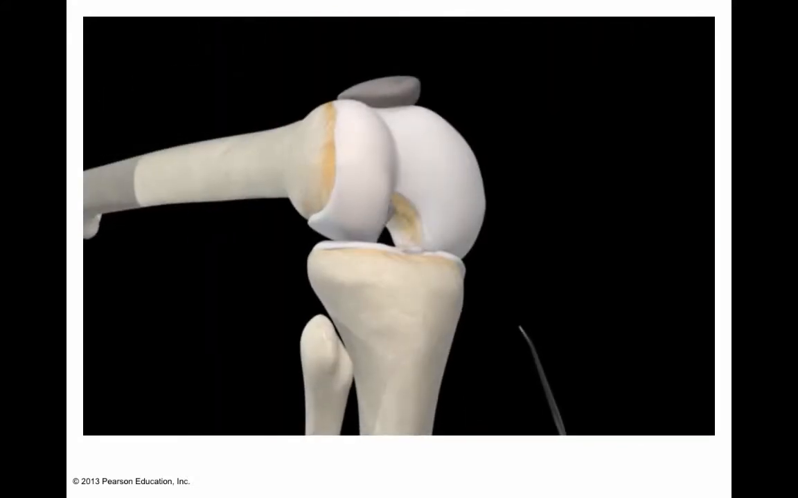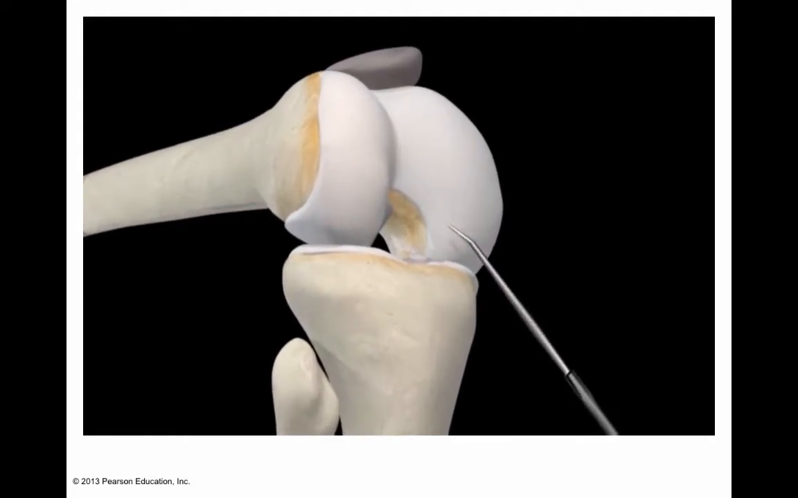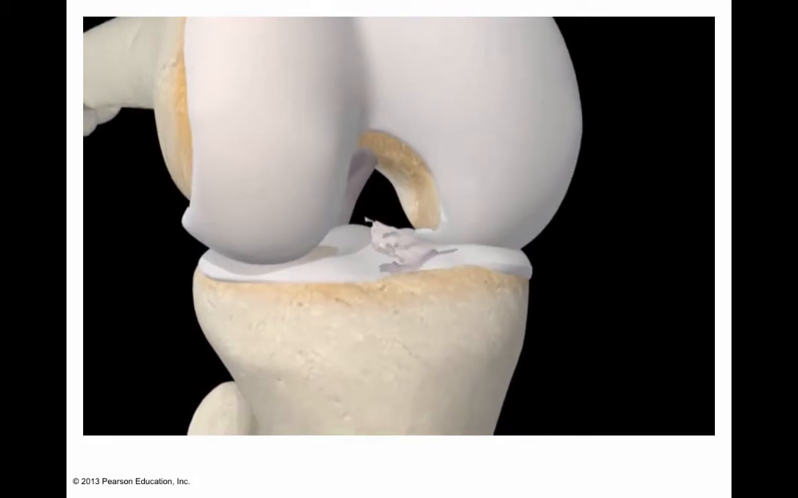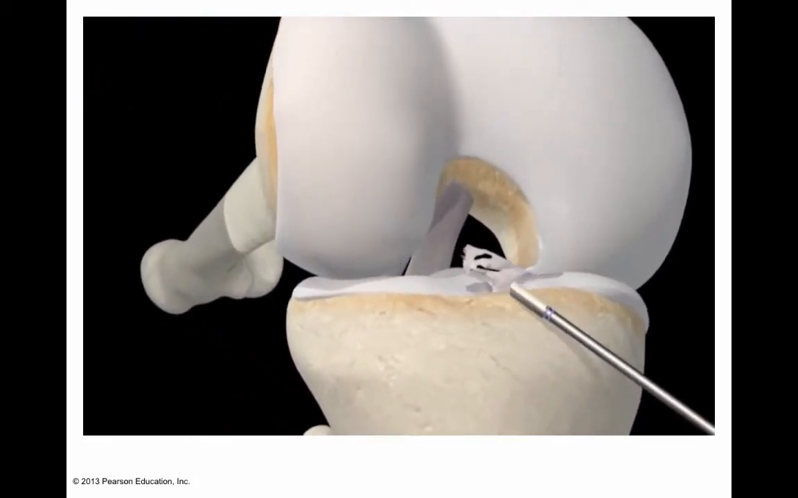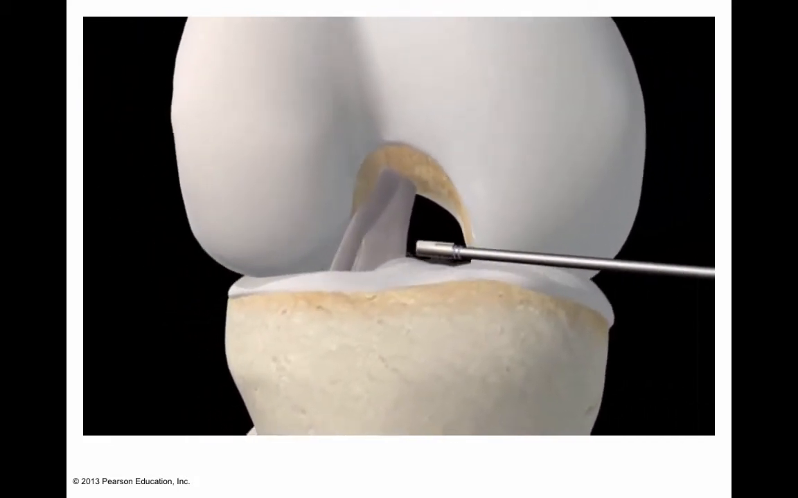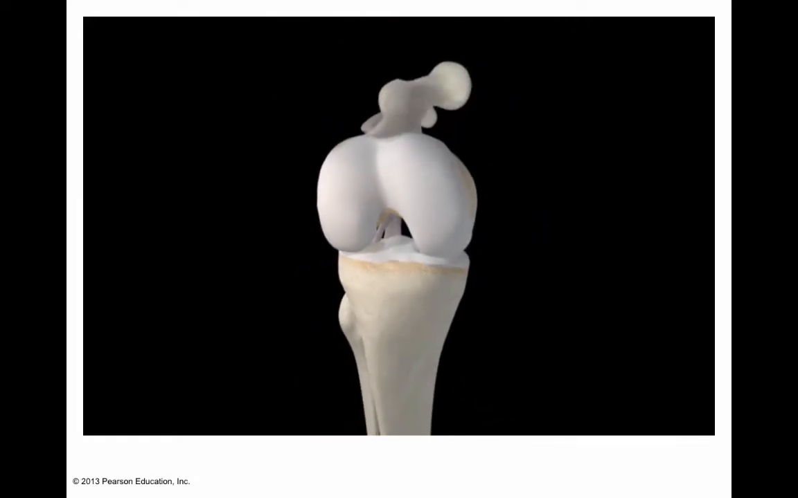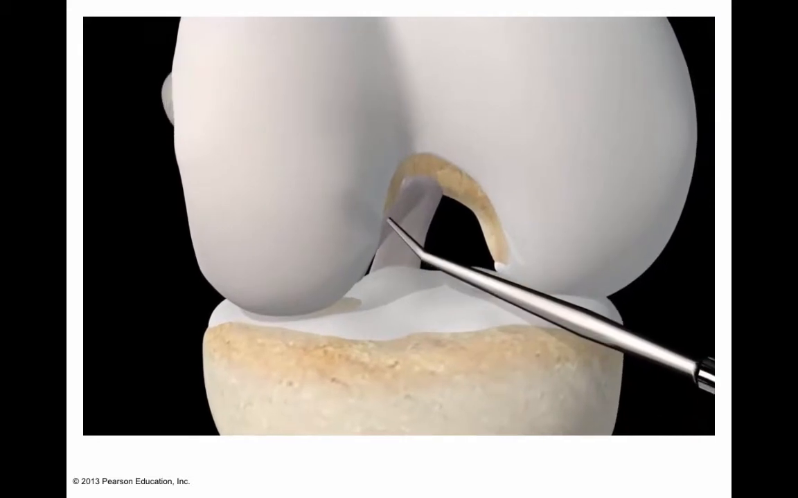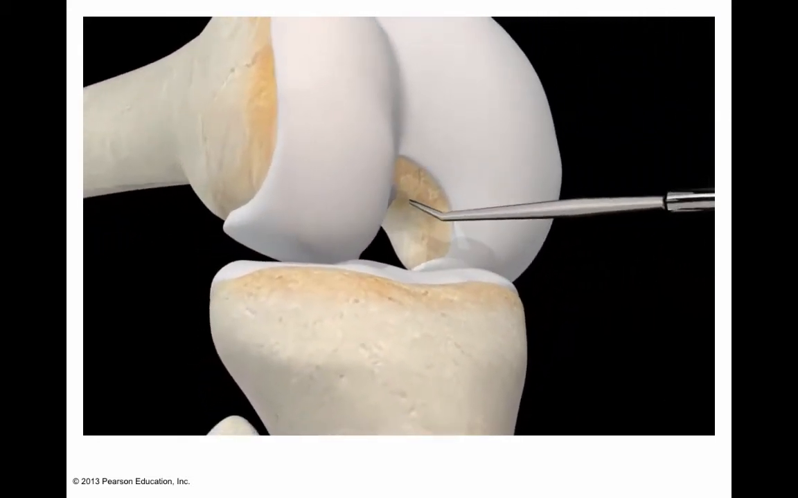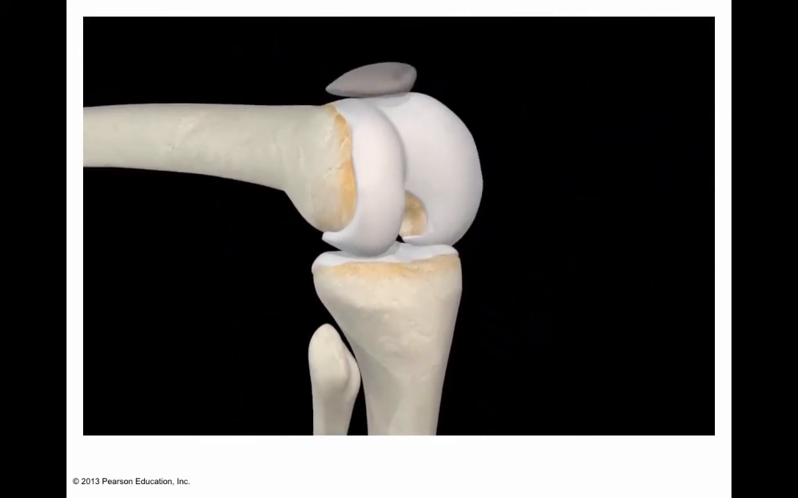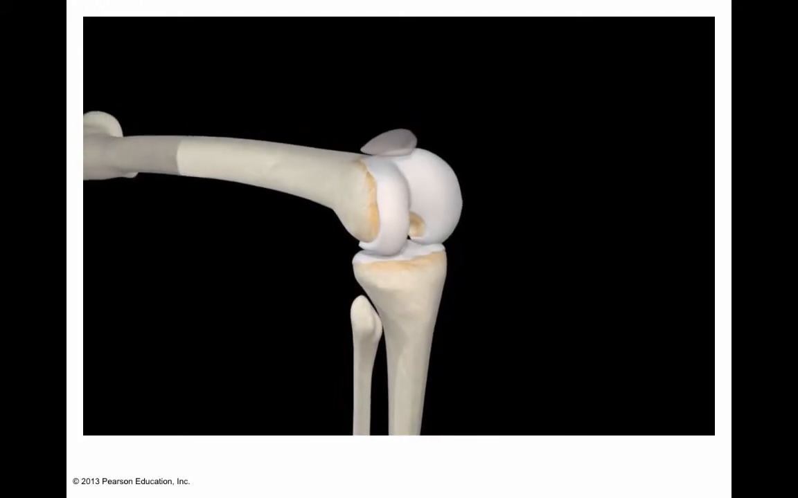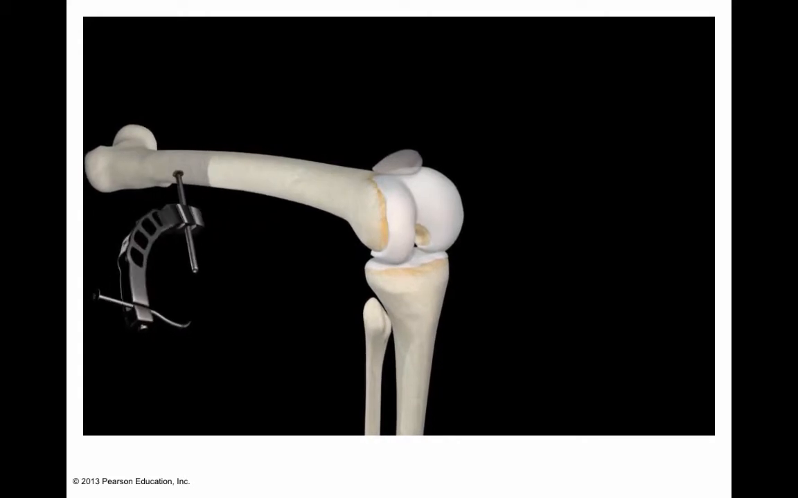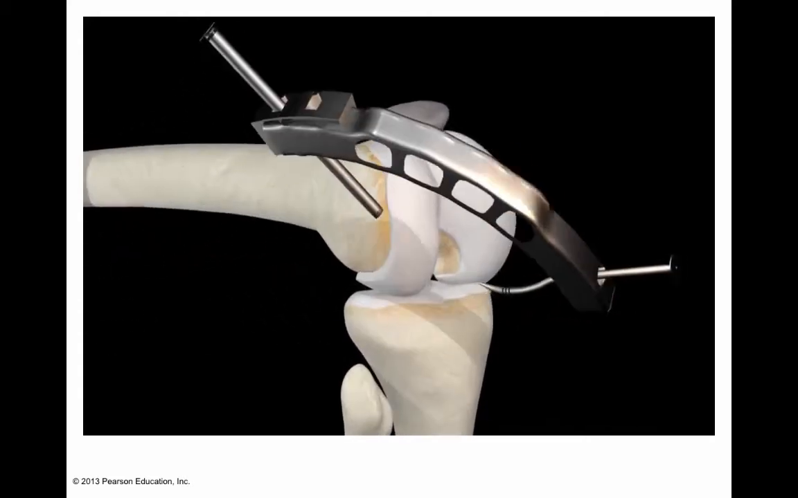To start the procedure, the surgeon will insert a probe to inspect the damaged joint. A small motorized shaver will then be used to remove the damaged ACL and prepare the area for the new one. In every case, a surgeon will also inspect the entire joint to determine whether there is additional damage warranting other repairs. Then, the surgeon will use a device called a retro-flip cutter to create a tunnel through the femur and into the knee joint.